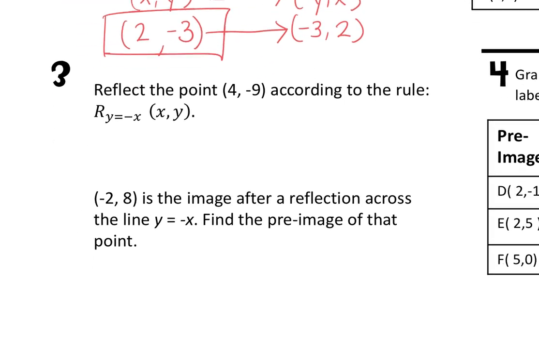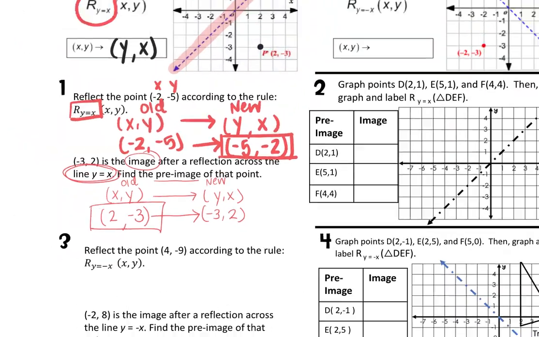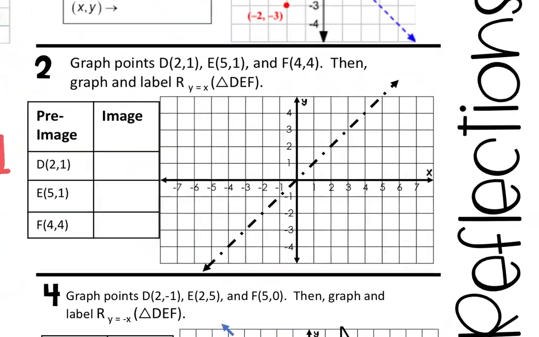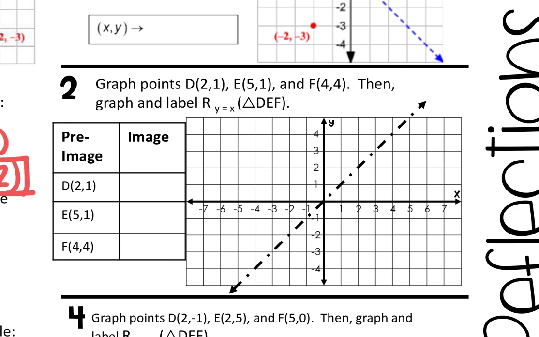All right, let's do the example that we have right here, right next to it, number 2. That one goes with my reflection over the y equals x line. It says, example 2, graph points D (2, 1), E (5, 1), and F (4, 4). Then graph and label your reflection over y equals x for this triangle DEF. Okay, so they gave us the original points, but they didn't put them in the graph. I'm going to go ahead and graph them. Okay, so D is (2, 1), so let's put them in there.